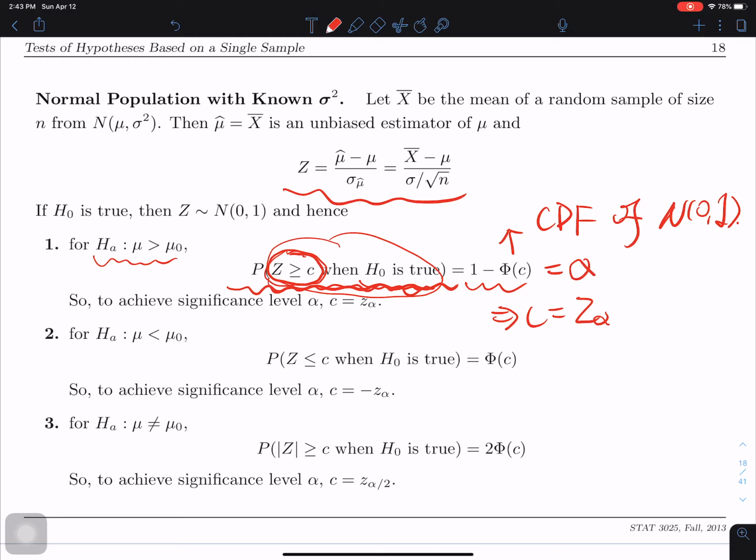When you have a different alternative hypothesis, then a similar statement can be derived, right? And for HA, which is mu not equal to mu 0, your probability of type 1 error will be this. And in order to achieve a significance level alpha, you have to set your phi of c to be alpha over 2. So your c will result in this.